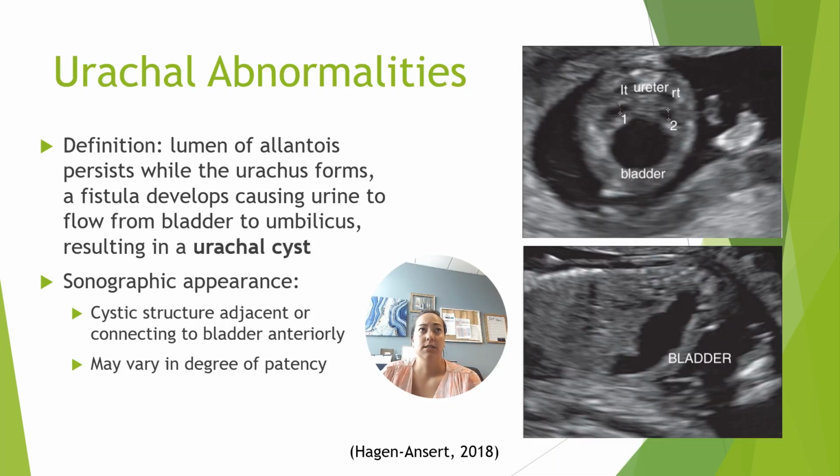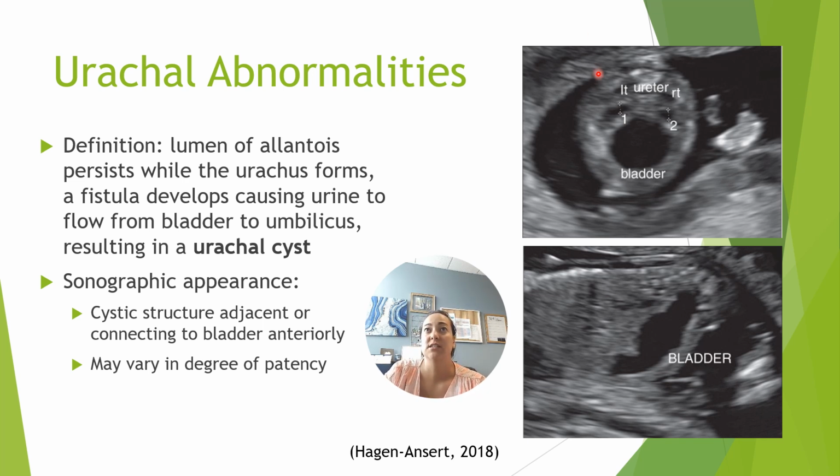Right, and other things we can see are urachal anomalies. So this is where the lumen of the allantois persists, and then the urachus is forming, and a fistula develops, causing urine to flow from the bladder to the umbilicus and result in urachal cysts. So there can be different levels of this. So the urachus is where urine would have emptied until the entire urinary system formed. So we can see cystic structures or complete patency of the urachus.